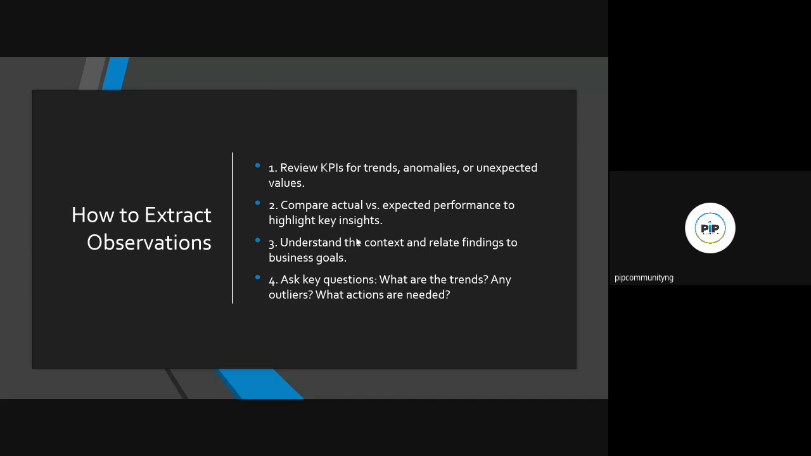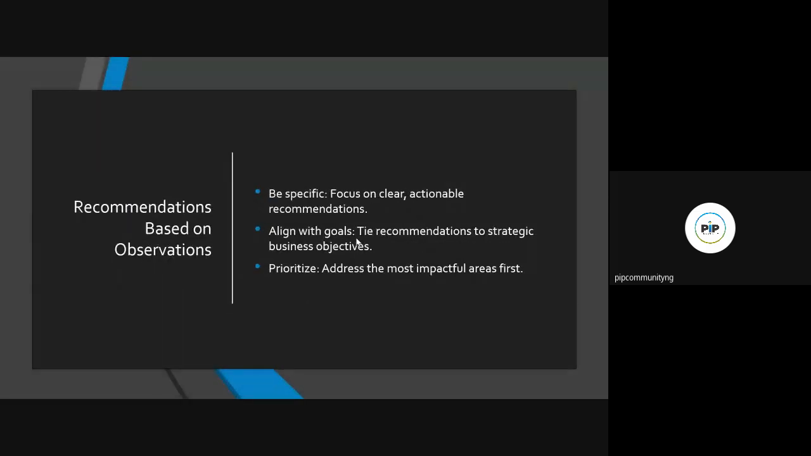You should also ask key questions. What are the trends? Are there any outliers? Outliers are extreme values. So your sales for January is $10,000, February is $12,000, March is $8,000, and then all of a sudden, April is $10. That's an outlier. It is an extreme, abnormal value. You understand? Those are things you need to watch out for when you are trying to extract observations from a dashboard. All right.